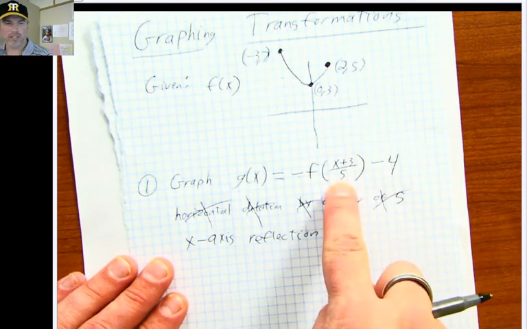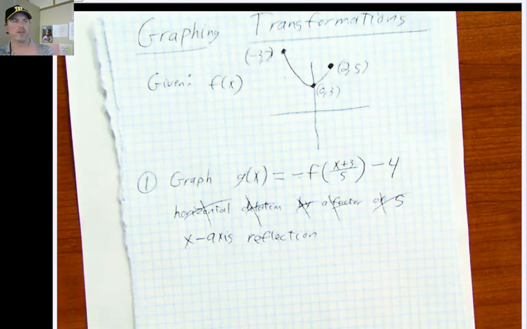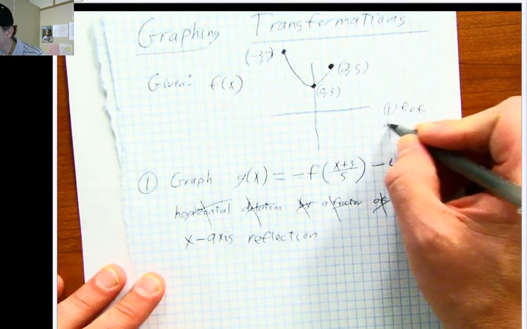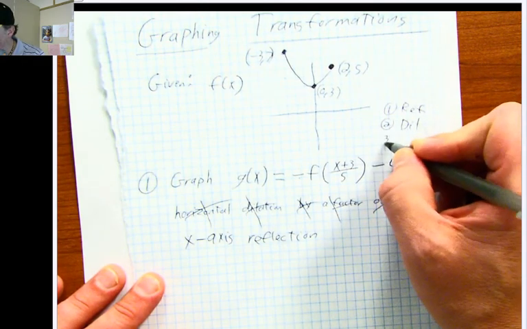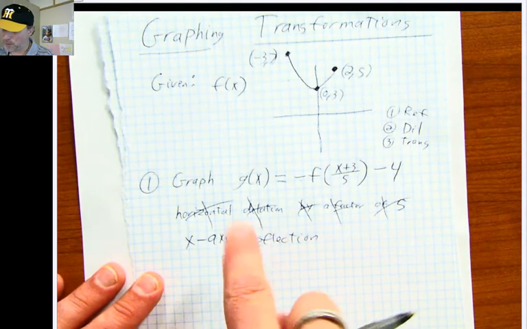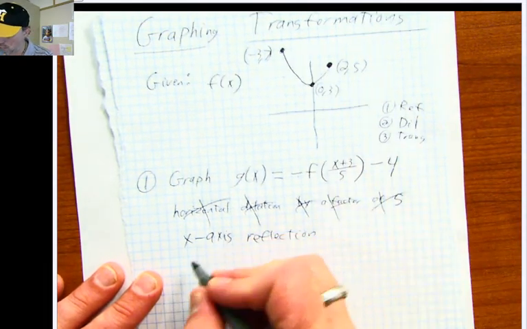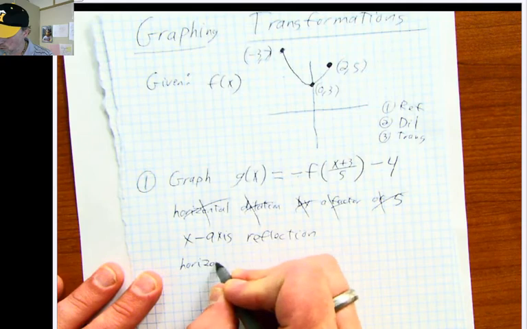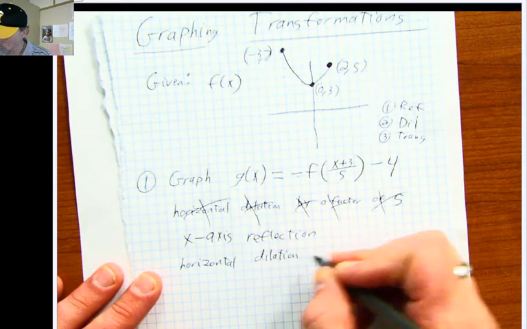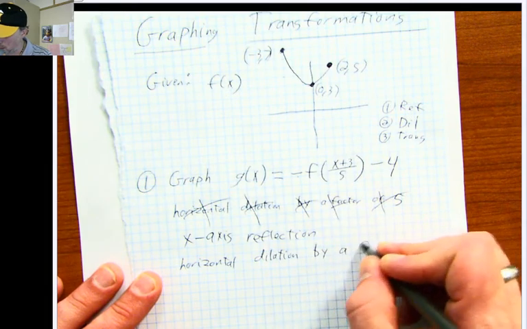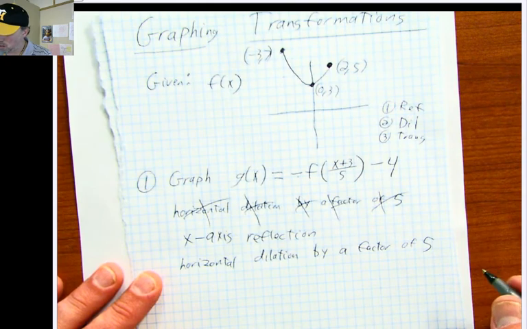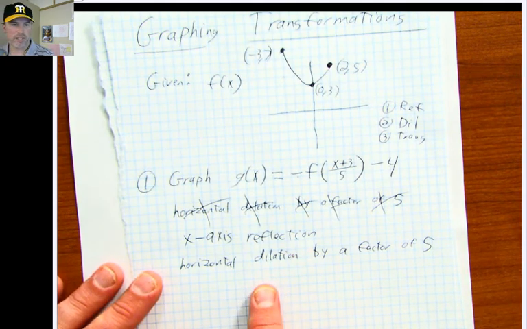Then I do the horizontal dilation by a factor of 5. So first I do my reflections, then I do dilations, then I would think about translations. So first my reflection, my dilation was this horizontal dilation by a factor of 5. And then start doing it through translations.